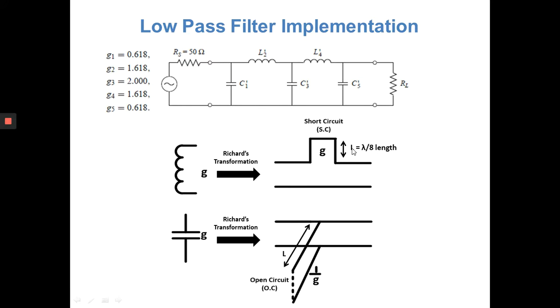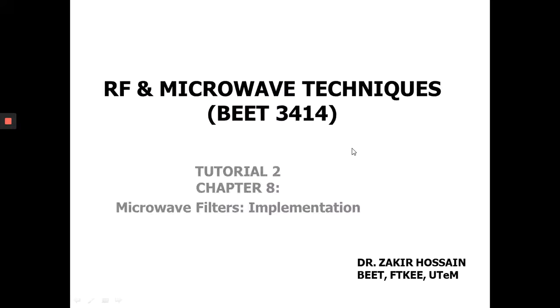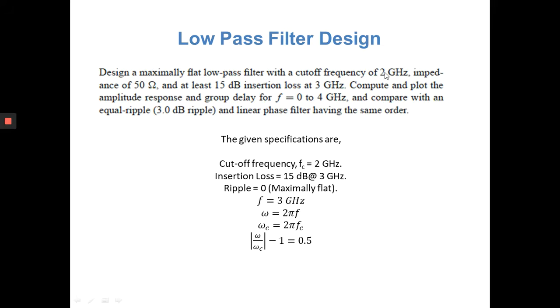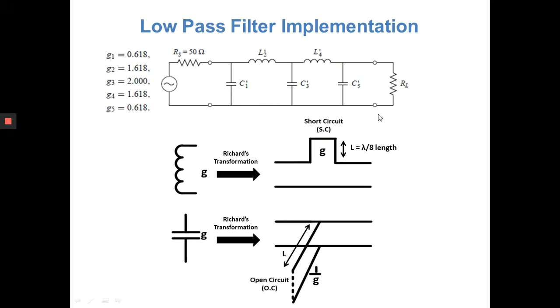So whatever the frequency is, let's say we have a frequency of 2 gigahertz, right? From here we will have a wavelength. From that wavelength, we can find out the length of this one. So we will have a 2 gigahertz wavelength here. It will have some millimeter value, and then we will divide it by 8. Then we will get the value of L.